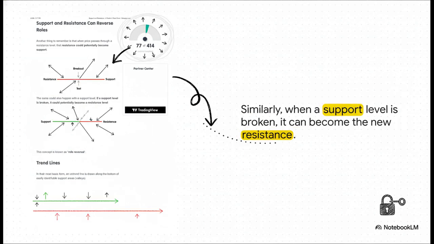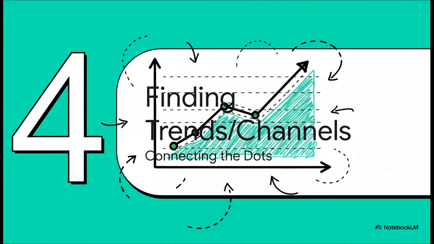And yep, you guessed it, the exact same thing happens in reverse. If that support floor gives way and the price falls through it, that old floor can become the new ceiling. The price might try to rally back up, only to hit its head on what used to be its safety net. This is what traders call role reversal, and it's a super powerful concept. So now that we get these individual zones, let's zoom out a bit.